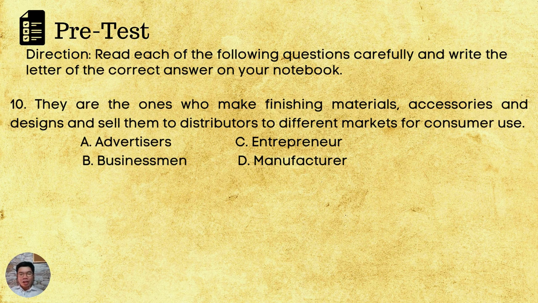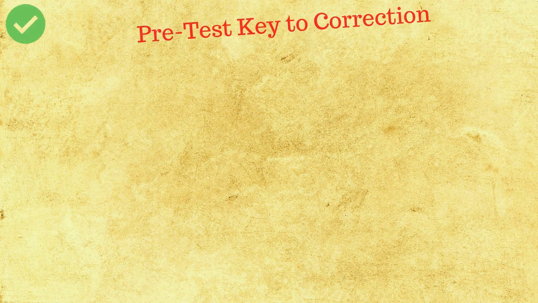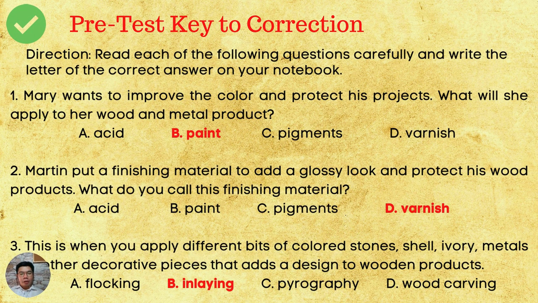Are you done? Let us check your work. Here is the pretest answer key. Number one, Mary wants to improve the color and protect her project. What will she apply to her wood and metal product? The correct answer is letter B, paint.